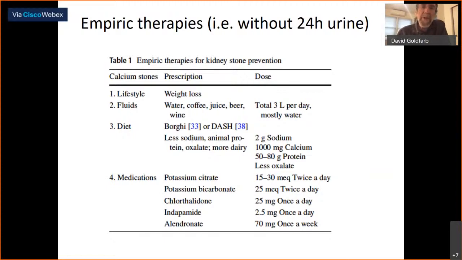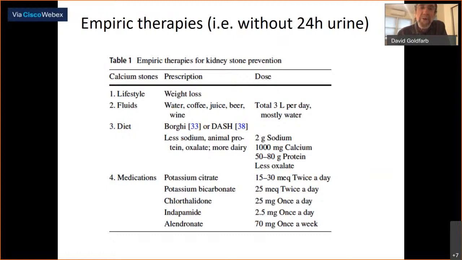Mahesh talked about fluid intake. We certainly want to encourage people to increase their fluid intake to a total of 3 liters per day. And we don't care what that is. Water, of course, most of it. Nothing wrong with coffee, juice, beer, wine, whatever it is that you like to drink. I know in India, it's Macallan's 16-year scotch. All of the fluids are appropriate to drink, a total of 3 liters per day.